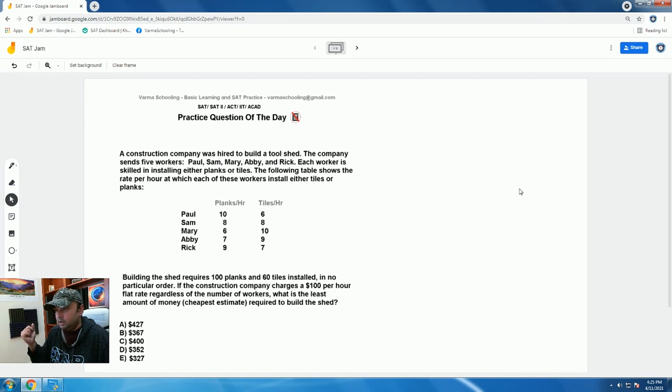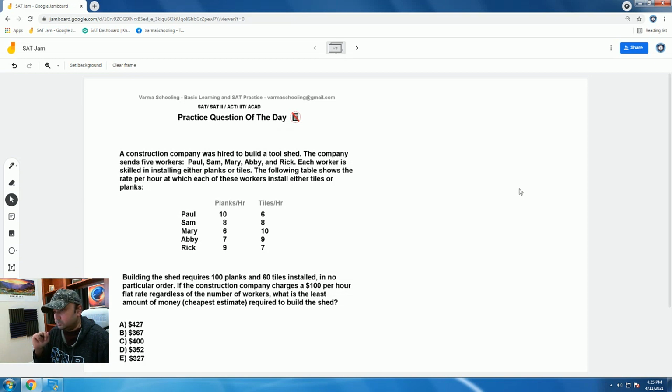Paul, in 1 hour, can install 10 planks, but he can only install 6 tiles. Sam can install 8 planks and 8 tiles. Mary, 6 planks and 10 tiles, and so forth. Building the shed requires 100 planks and 60 tiles installed in no particular order, meaning they're not interdependent. They can be worked on in parallel.